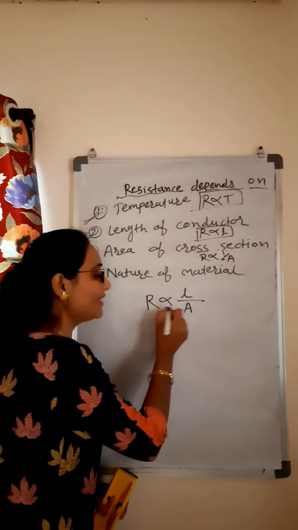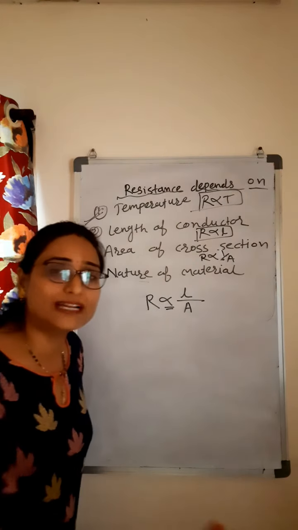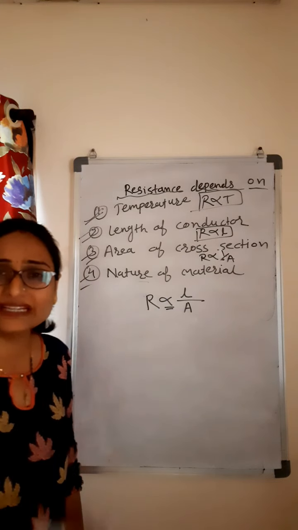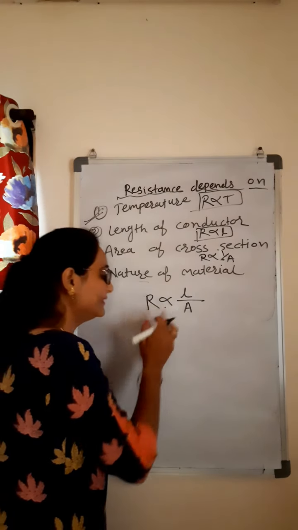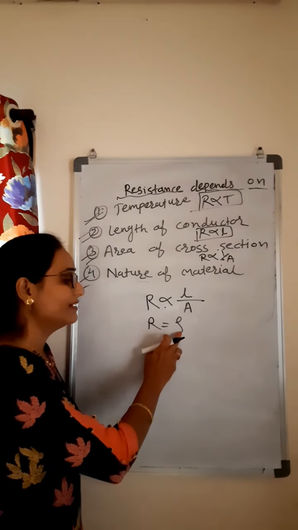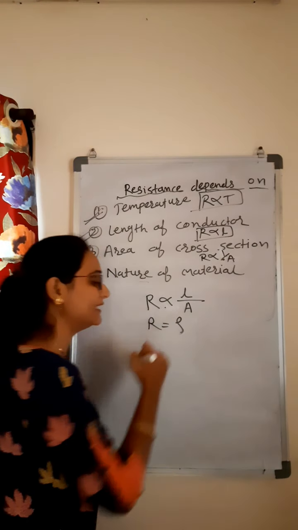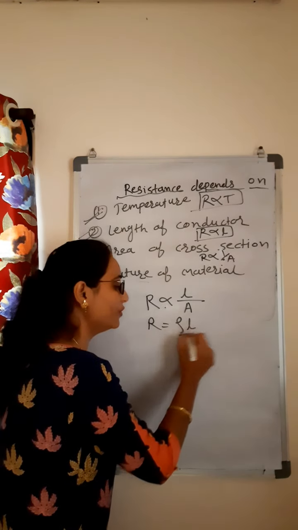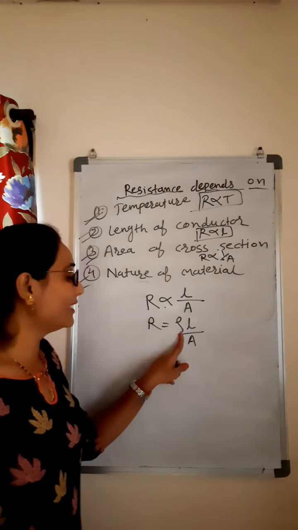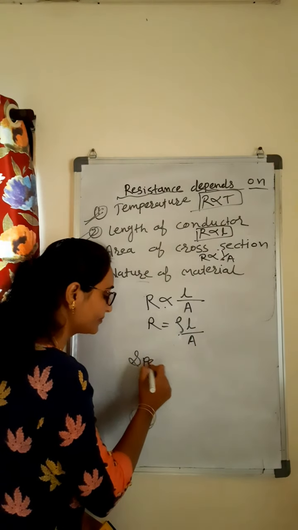That means now if I have to remove this proportionality sign, I have to convert that proportionality sign into equal to, and I have to use some proportionality constant, right? Suppose that proportionality constant I am using is rho. This is the symbol for rho. So it will be rho L by A. This rho is called the proportionality constant, which is called the specific resistance.